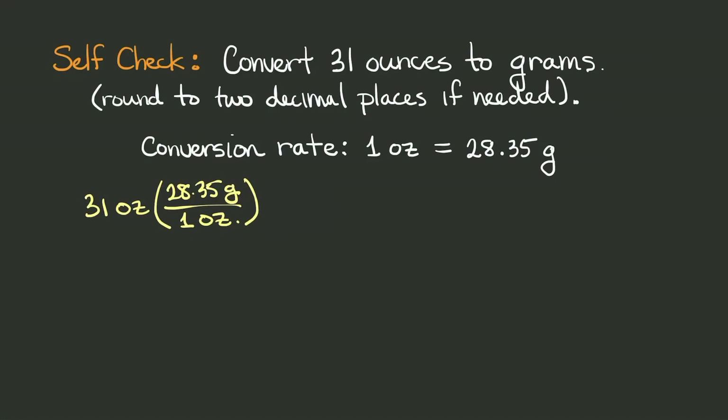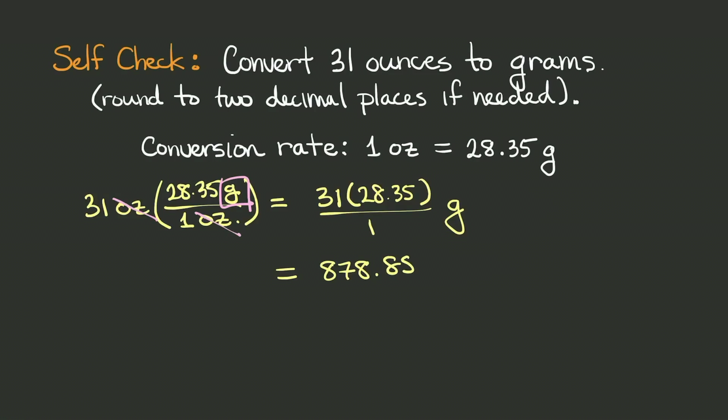So now our units of ounces are going to cancel each other out, and in the numerator we're going to have 31 times 28.35, and in the denominator we just have 1. And then the units that are left over are grams. So now we'll simplify that. 31 times 28.35 is going to give us 878.85 grams, and that's divided by 1, so we don't need to write that.